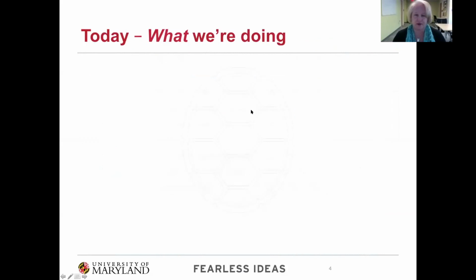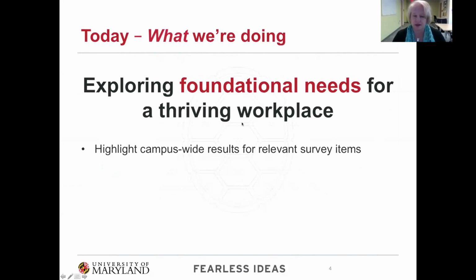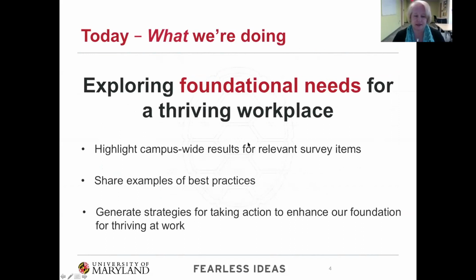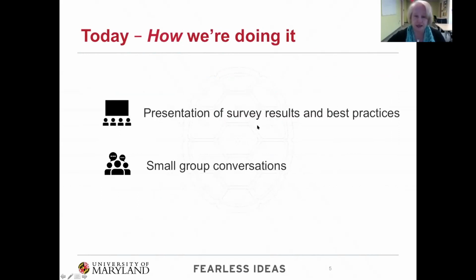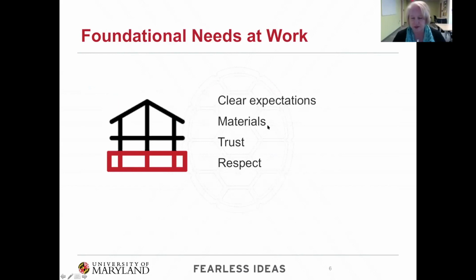So this is what we're doing today. We're focusing on foundational needs for a thriving workplace. We're going to highlight some campus-wide results. I'll share some examples of best practices, and then we'll generate some strategies for taking action together. How we're doing it is through this brief presentation and then some small group conversations. All right, so foundational needs at work. The foundation of our work is built on tangible things like clear work expectations and materials and equipment. But it's also about individuals experiencing trust, respect, and fairness in the workplace.